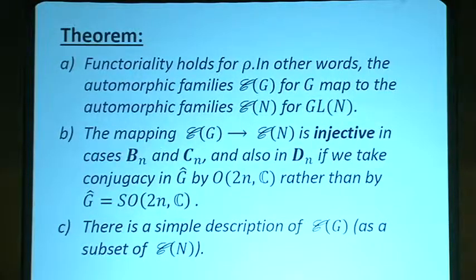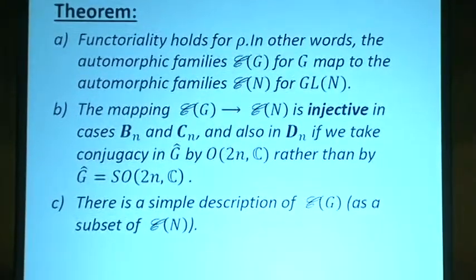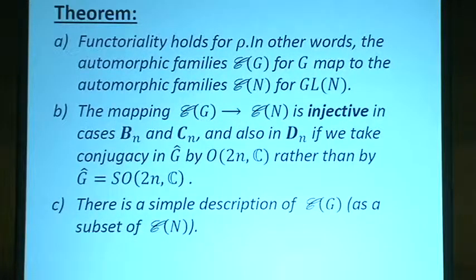It's not hard to show these additional points. The resulting mapping from C of G to C of N is in fact injective, at least in the cases Bn and Cn, and also in the case Dn, if we make a minor adjustment, if we take conjugacy in G hat, that's this SO2N C, by actually O2N. That's a slightly bigger group than the dual group, which we're really supposed to be taking conjugacy by. SO2N, this is a slightly bigger group. This is of index 2. So we take conjugacy by O2N instead of SO2N, and then it's injective in that case. And the third assertion is, I don't want to contradict myself, I was claiming that you can't write down explicitly what the image C of N is, but with that proviso, there is a simple description of the image of C of G in terms of the elements in here as a subset of this.